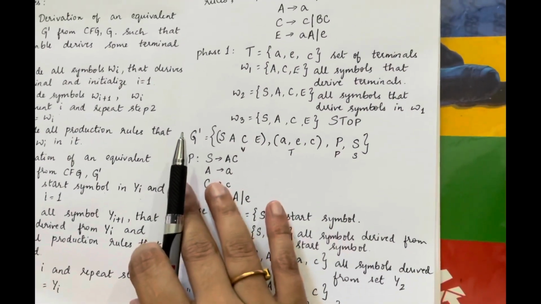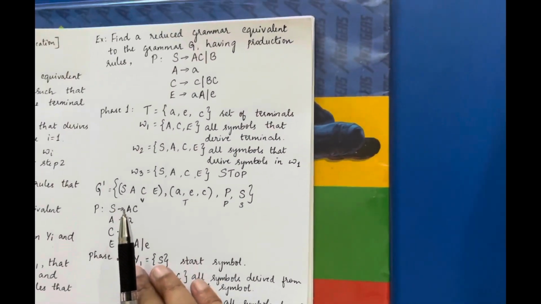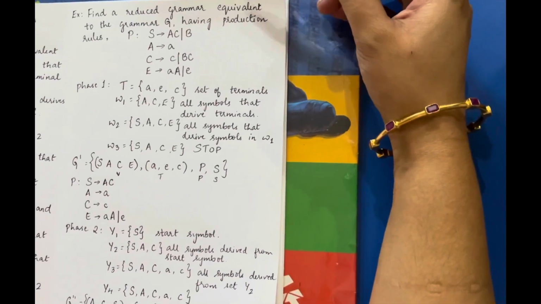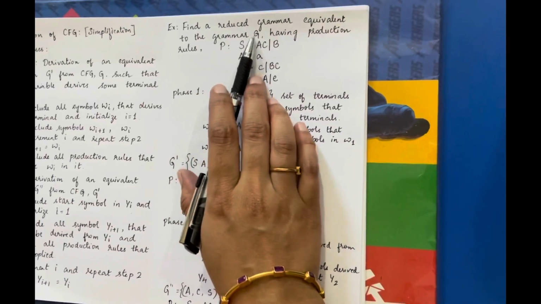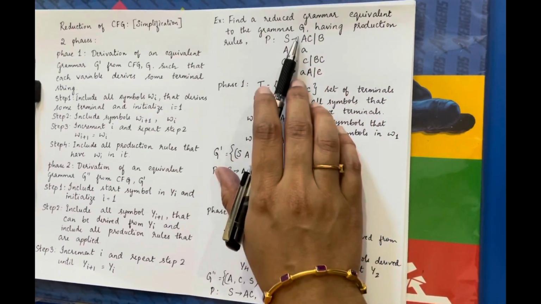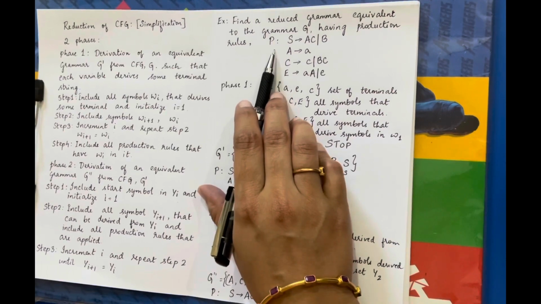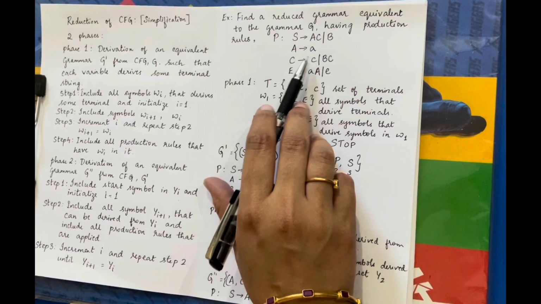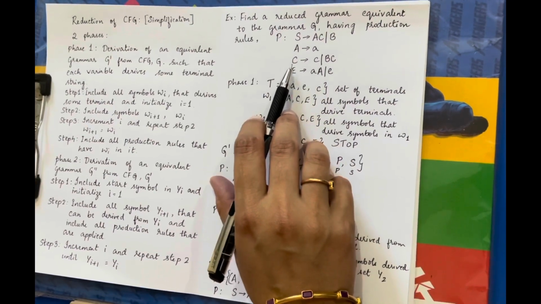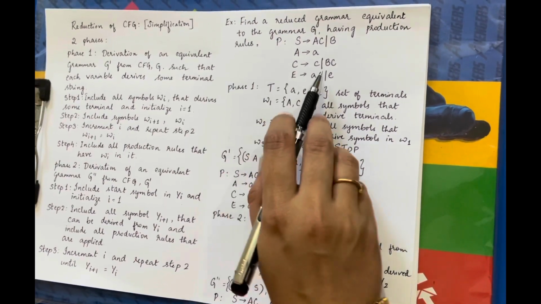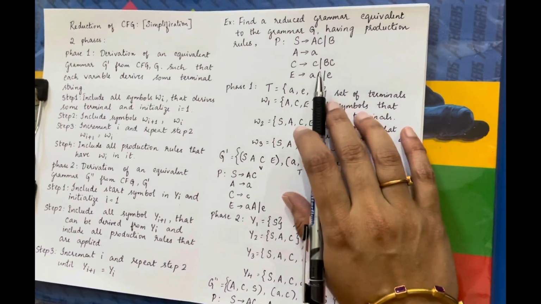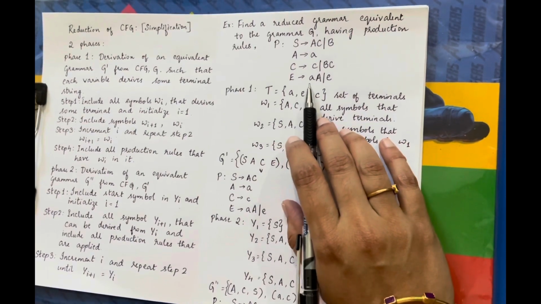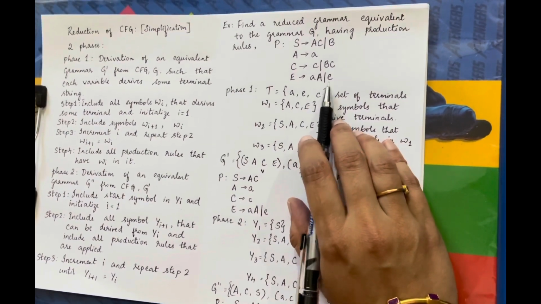Probably these steps will not make it clear, so let's take an example to understand the reduction of context-free grammar. Find a reduced grammar equivalent to the grammar G having production rules P, which are S tends to AC or B, A tends to a, C tends to small c. You can just note here what is the variable and what is the terminal. Then you have C tends to B, C, and E tends to a, B or C.